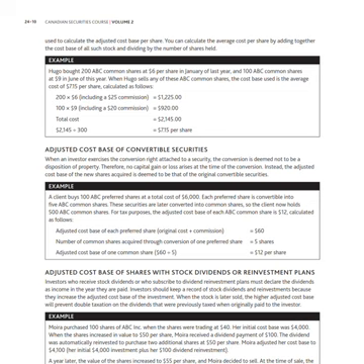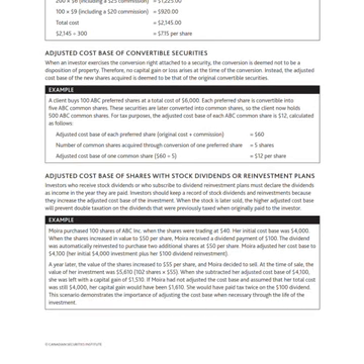Example: Hugo bought 200 ABC common shares at $6 per share in January of last year and 100 ABC common shares at $9 in June of this year. When Hugo sells any of these ABC common shares, the cost base used is the average cost of $7.15 per share, calculated as follows. 200 times $6, including a $25 commission, equals $1,225. 100 times $9, including a $20 commission, $920. Total cost, $2,145. $2,145 divided by 300 equals $7.15 per share.